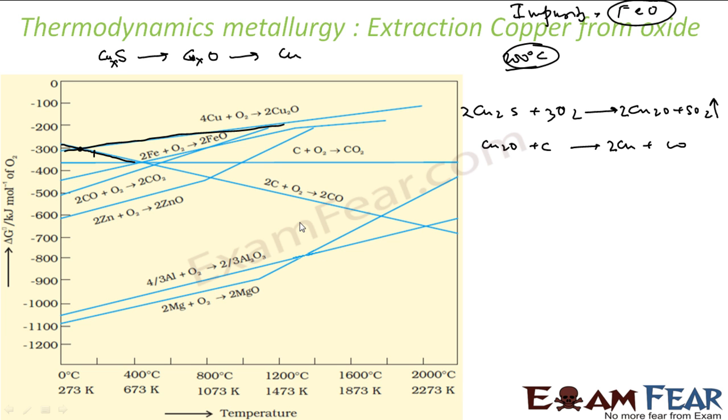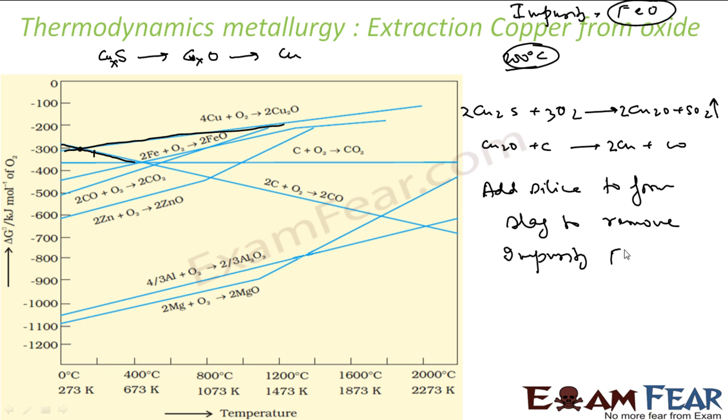Again, we'll form the slag, and in this case, to form slag, we'll add silica to remove my impurity, and in this case the impurity is FeO. So the reaction will be FeO, that is my impurity, and SiO2 I have added to form FeSiO3.